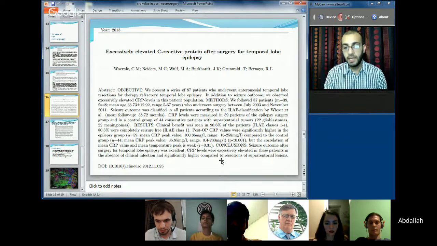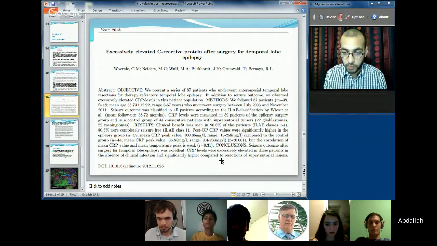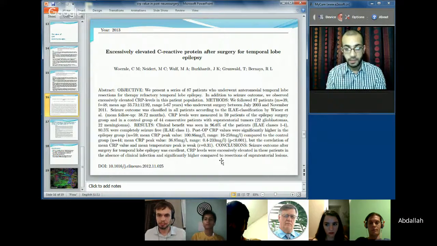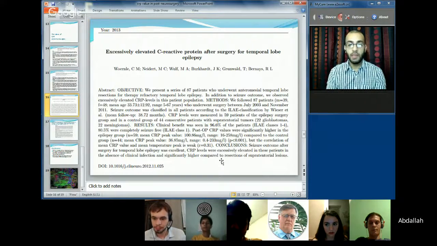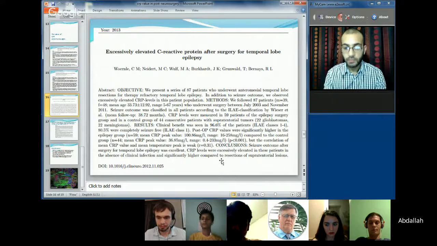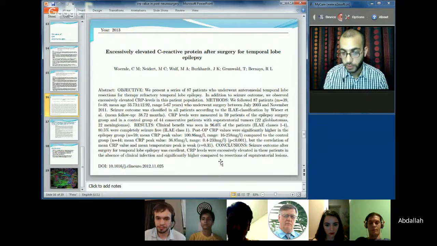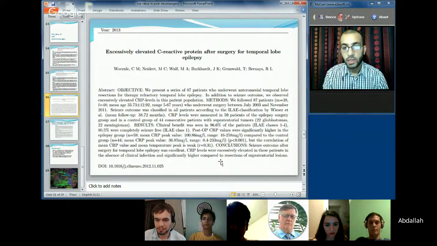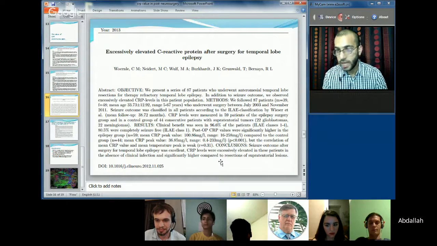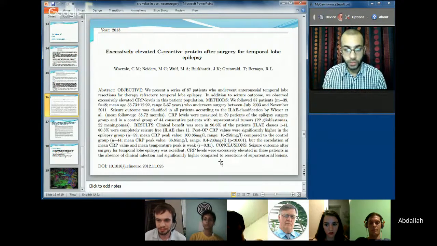So again, C-reactive protein levels were elevated in the patients, and they were higher compared to resections of supratentorial regions. So again, they correspond to inflammatory reactions in the neurosurgical procedure.